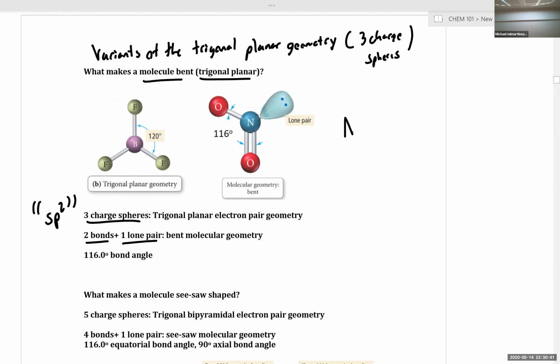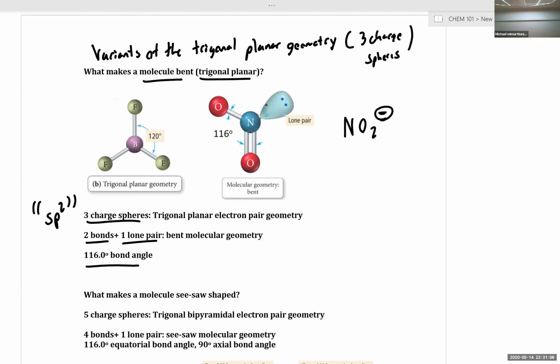A classic example of this is the nitrite anion, and our bond angle is 116 degrees. Our bond angle is reduced by the presence of our lone pair. Does this make sense to everyone so far?